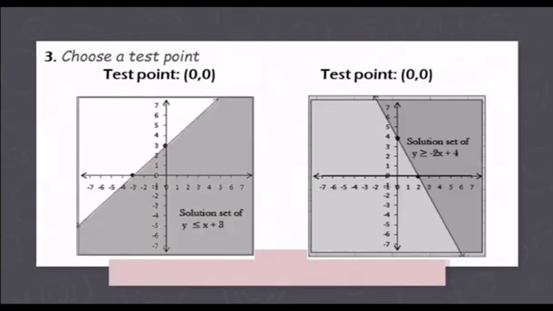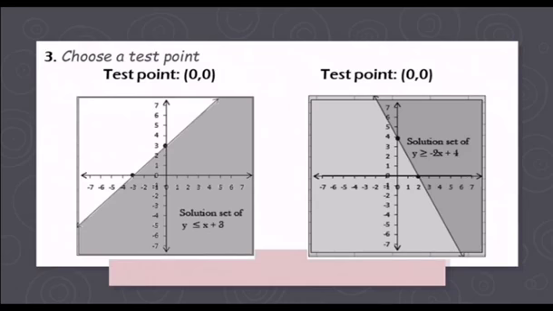Step number 3, choose a test point. In here, it is advisable for us to use the origin, where x and y values are both 0 for easy substitution. For the first inequality, which is y is less than or equal to x + 3, using the point (0, 0) as test point, the solution set is the shaded region at the right. For the inequality y is greater than or equal to -2x + 4, again using (0, 0) as test point, the solution set is the shaded region at the upper right part of the line.